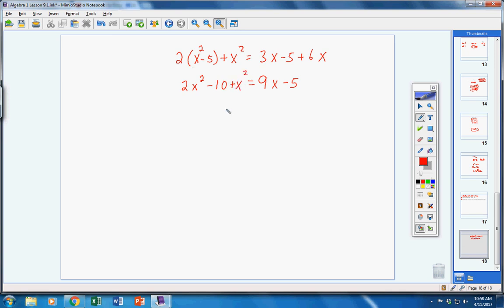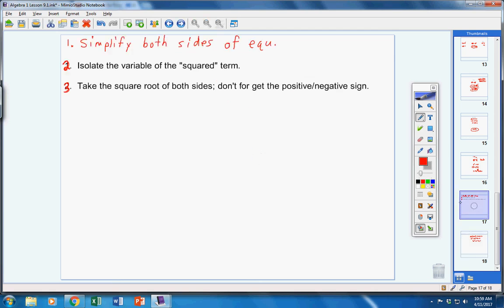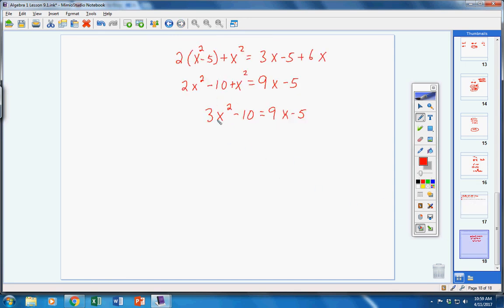And look at that, we're still not done, okay? Now we have a 2x squared plus a 1x squared, which gives you a 3x squared negative 10. Alright? Equals 9x negative 5. Alright? Now, step 2. Isolate the variable of the squared term. Here's my squared term. Isolate it. So bring this negative 10 over and make it a positive 10. And now I'm left with 3x squared equals 9x positive 5.